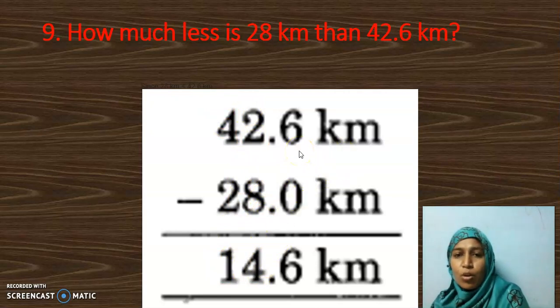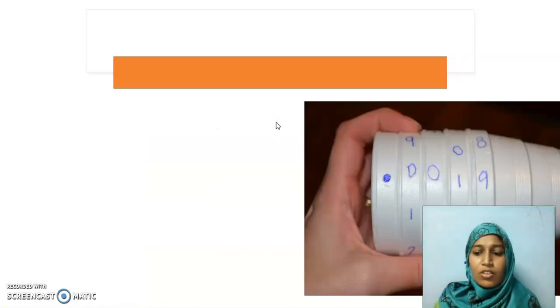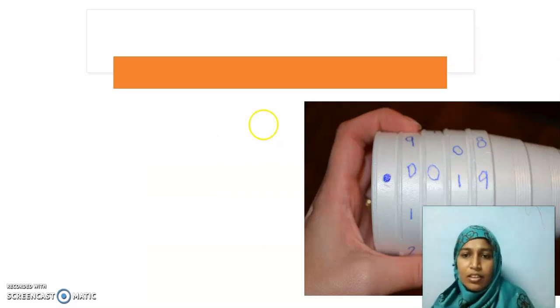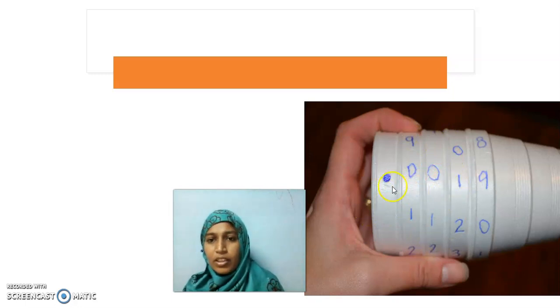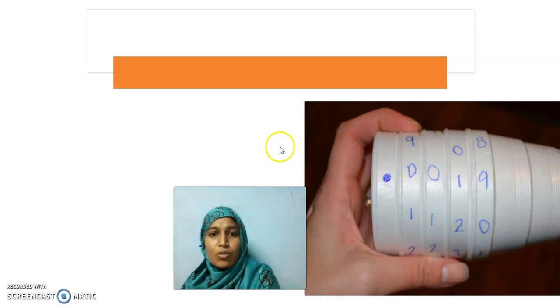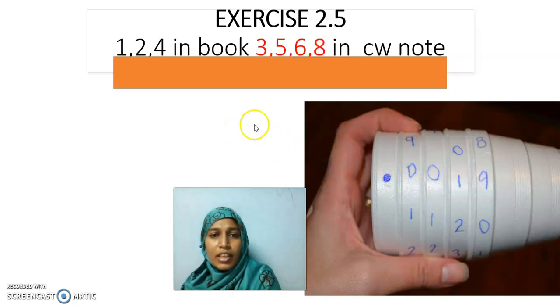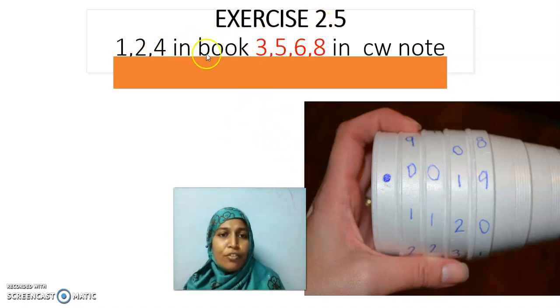Okay. Now today's work. What should you do today? You can make a paper glass activity to have decimal numbers like this. This paper glass can be rolled upon. In each and every place you can have from 0 to 9 in order. Try to do it and post it in the group. Then you have the work to be done in the classwork notebook. Exercise 2.5, 1, 2, 4 in the book and 3, 5, 6, 8 in the classwork notebook.